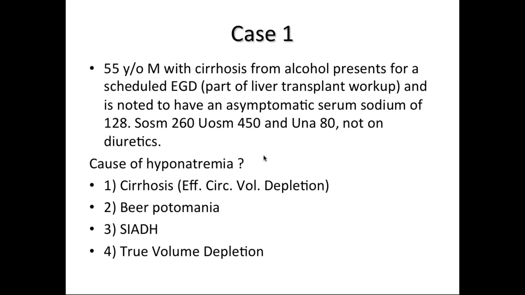The first case is a 55-year-old male with cirrhosis from alcohol who presented for a scheduled endoscopy as part of his liver transplant workup and was noted to have an asymptomatic serum sodium of 128. His serum osmolarity was 260. Urine osmolarity was 450 and urine sodium was 8. He was not on any diuretics.